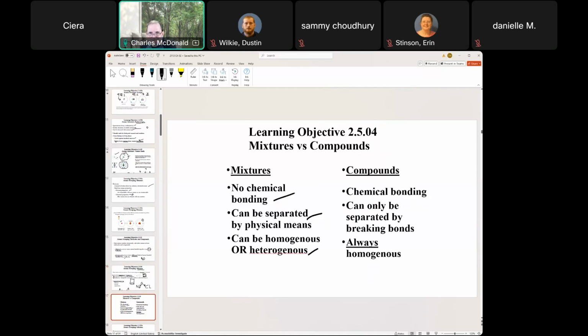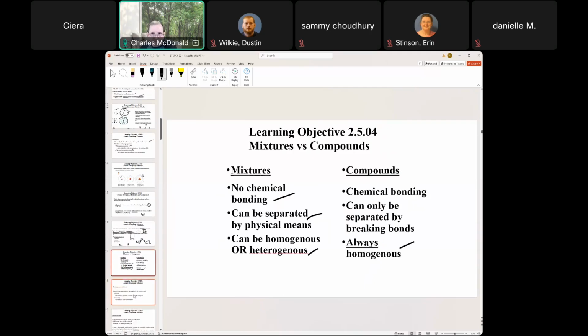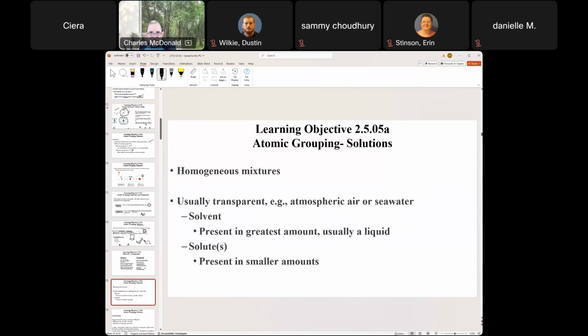Compounds are always homogeneous because you're always going to have these guys in the same ratio. We already talked about that. It's good information. When you see something that's homogeneous, it's usually going to be see-through. I mean, it may be a little cloudy, and there's stuff in ocean water besides just salt and water, but it's transparent. You can see right through it.